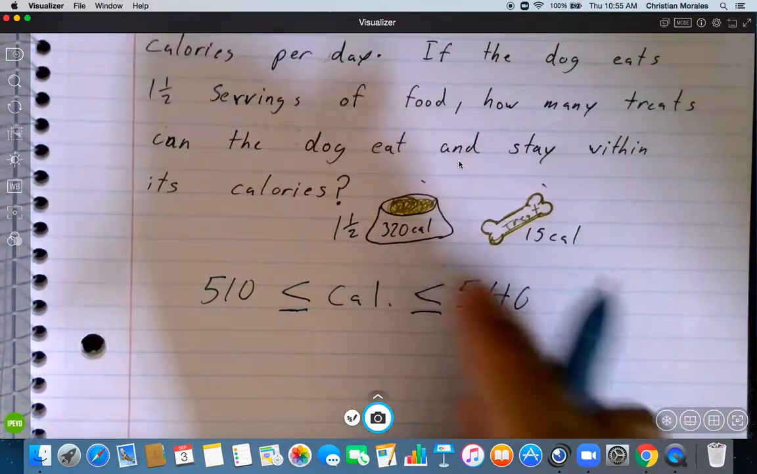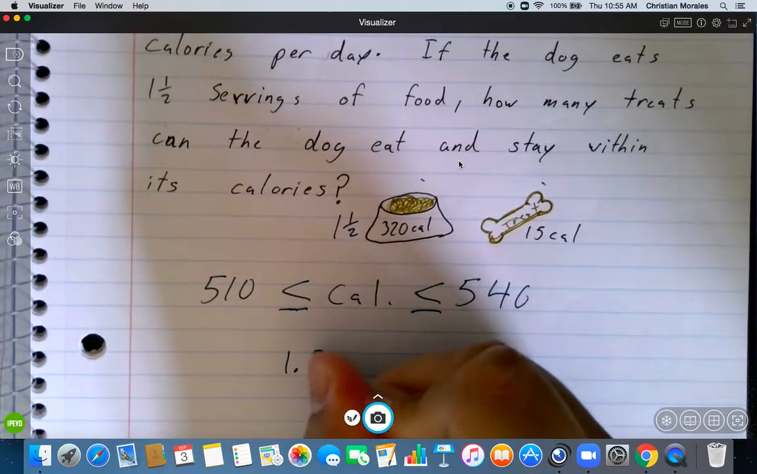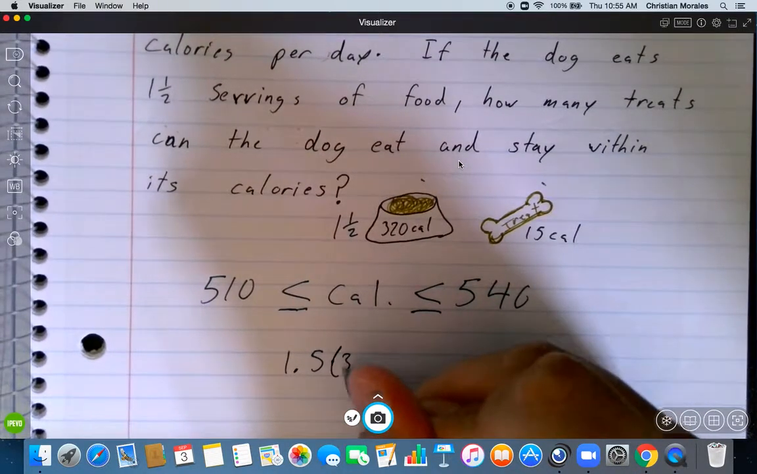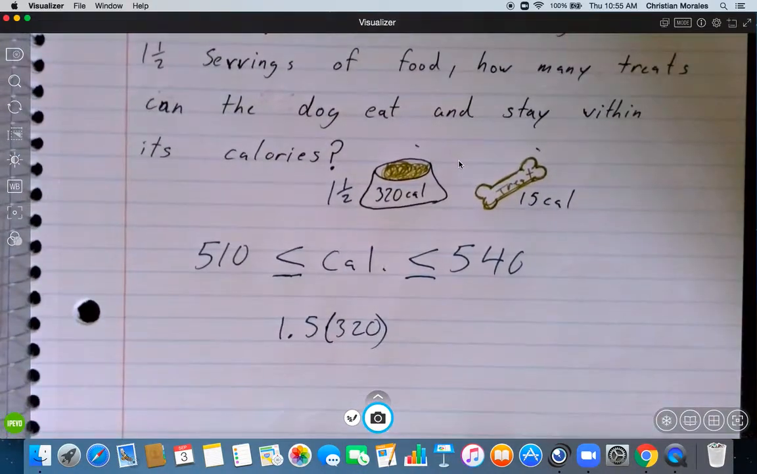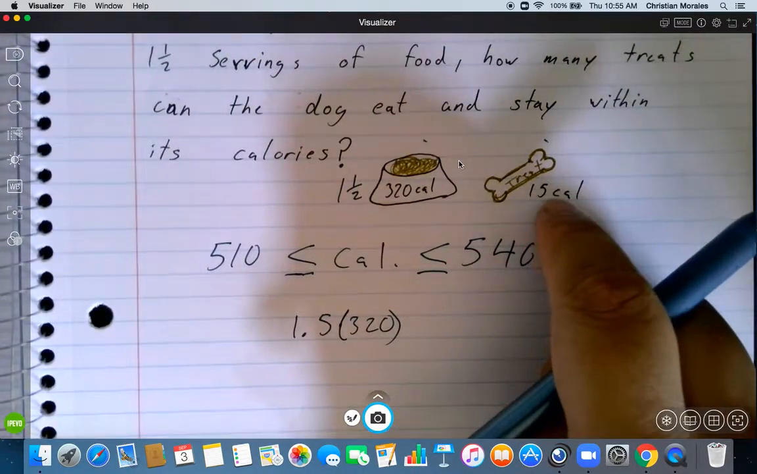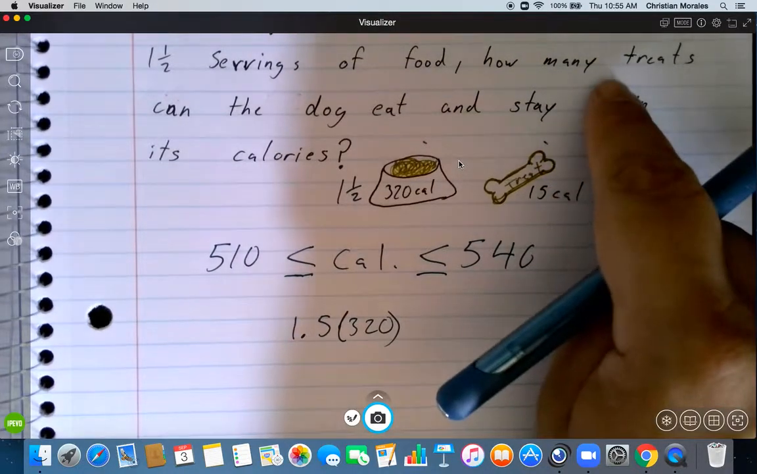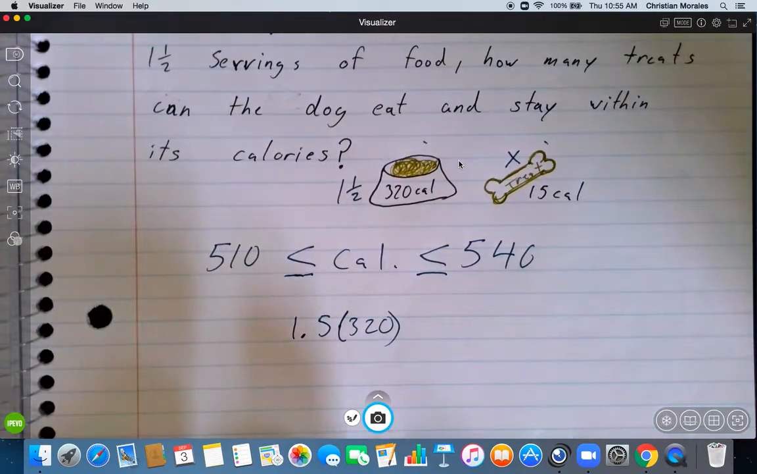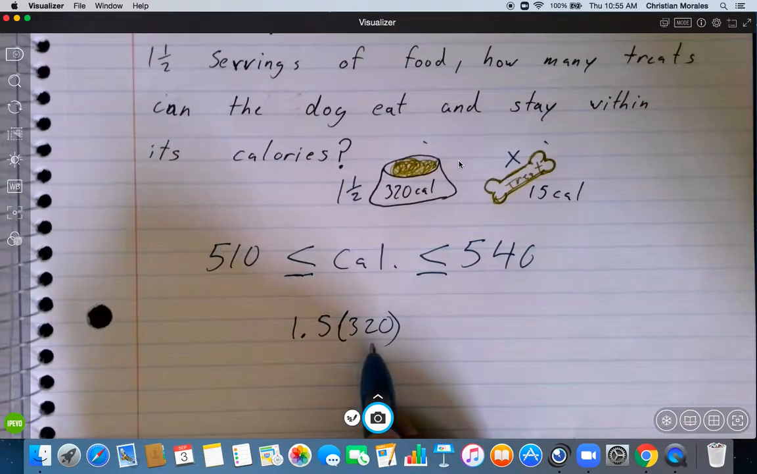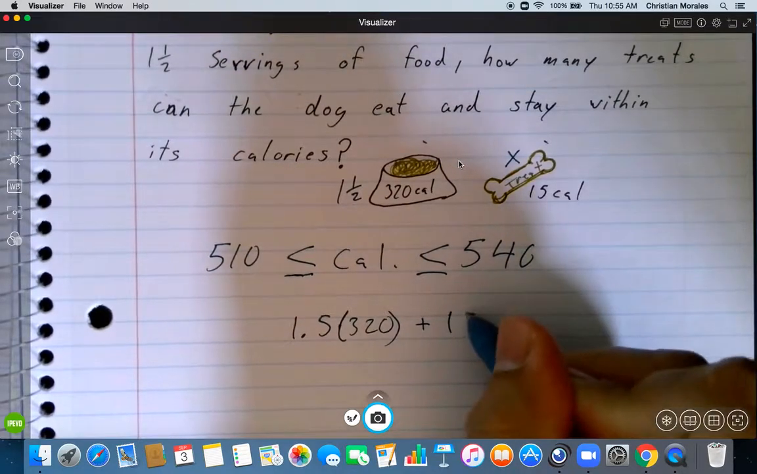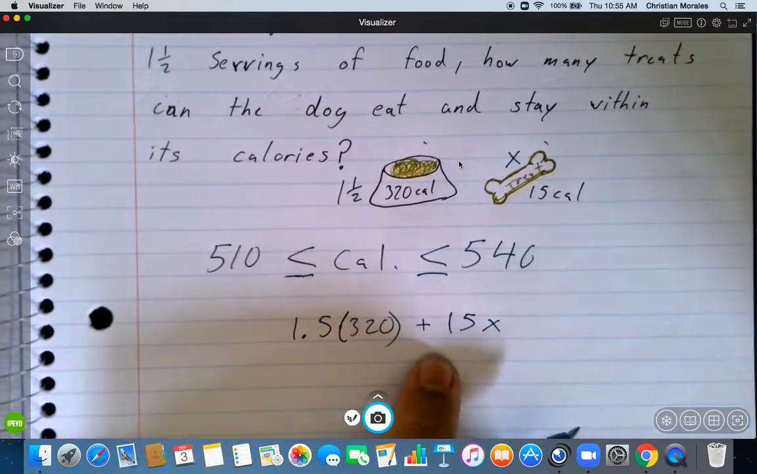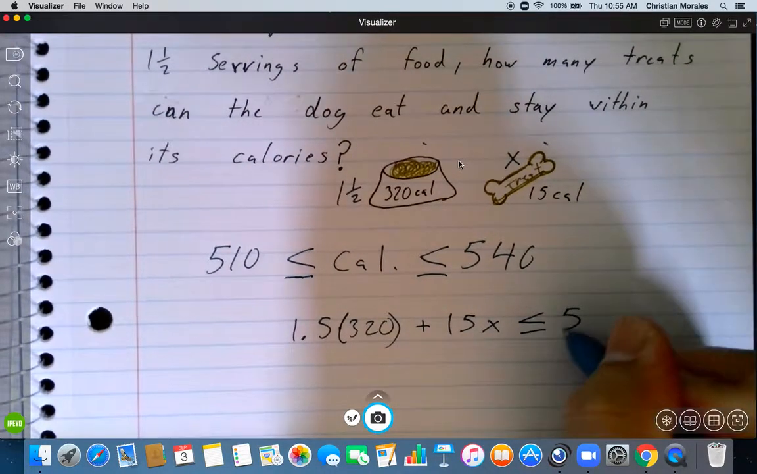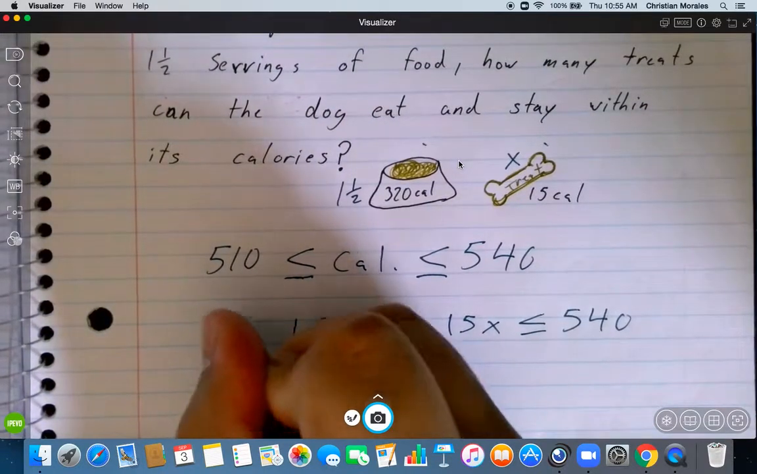So I would multiply that. So that would be 1.5 times 320. I'll put in parentheses. I got to multiply that. The number of treats they have? Well, we don't know. Actually, that's the question. How many treats? So I don't know how many treats that is. So that's x. So after they eat their dog food, we can add dog treats, but we don't know how many exactly to give them. But whatever you do give them, it has to stay in between 540 and 510.